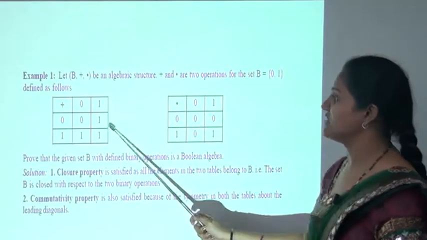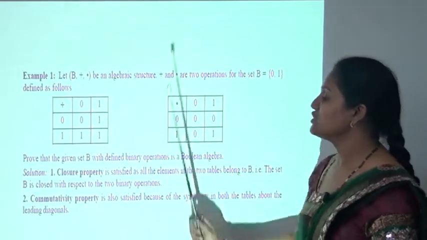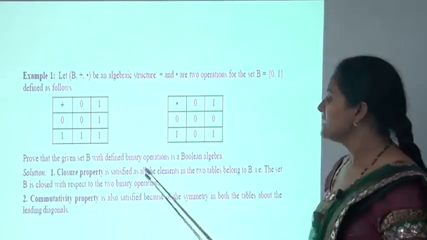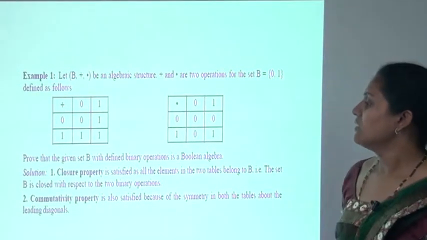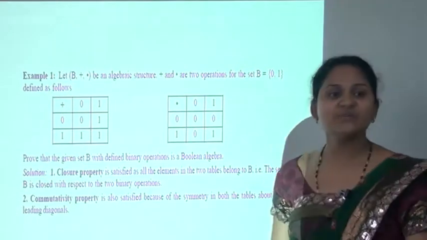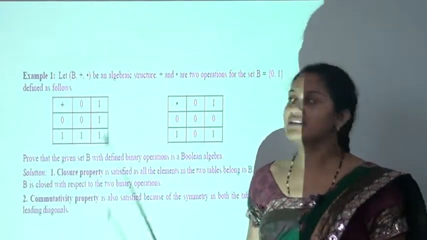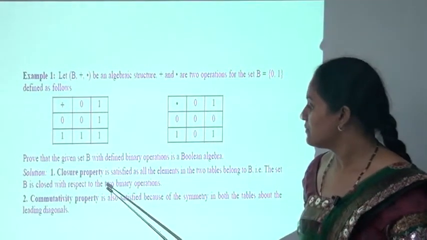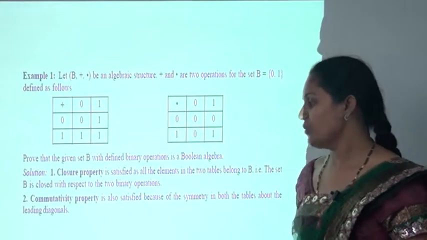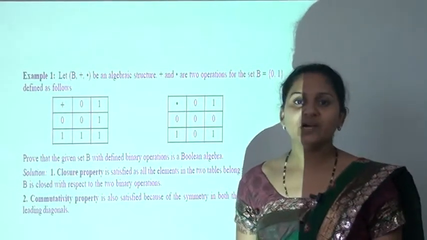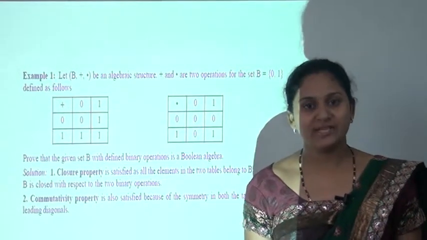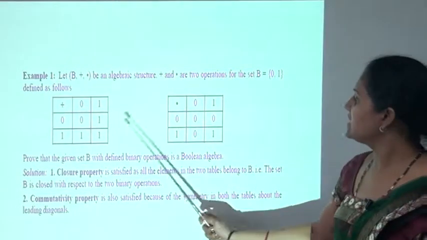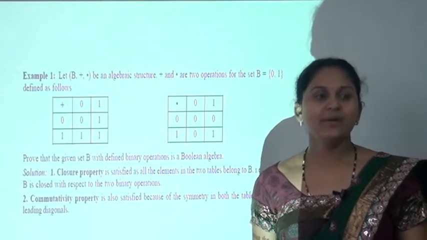These are the two tables which are given and our algebraic structure is this. So we have to prove this B is a Boolean algebra with this condition. Okay, let's start to prove. The first property is the closure property, and by this table we know that every element of this set is closed with respect to the binary operations. The commutative property is A plus B equal to B plus A, or A dot B equal to B dot A. From these two tables this satisfies the commutative property.